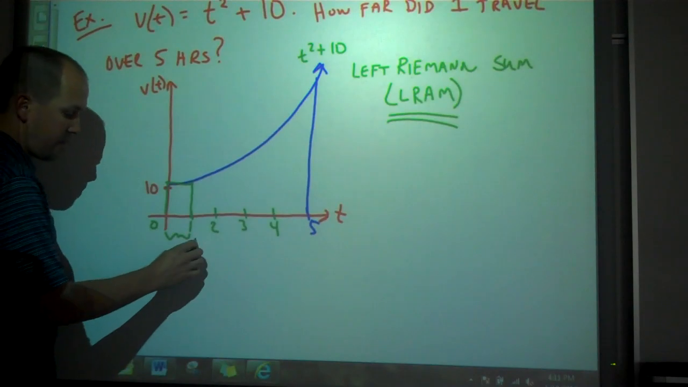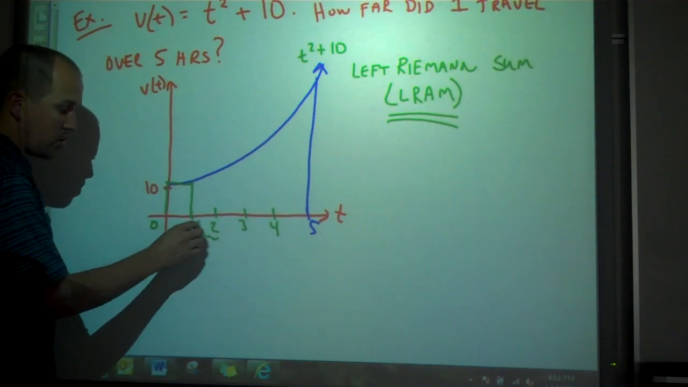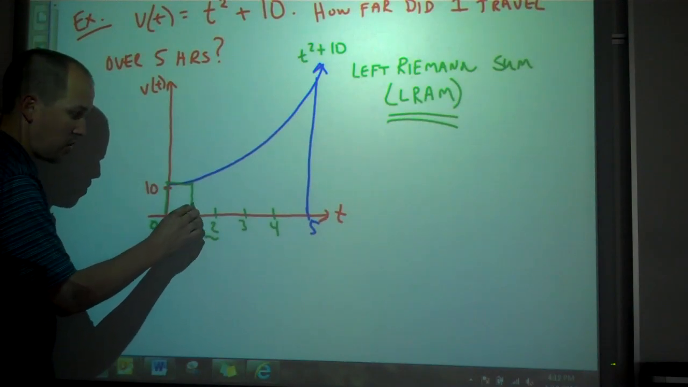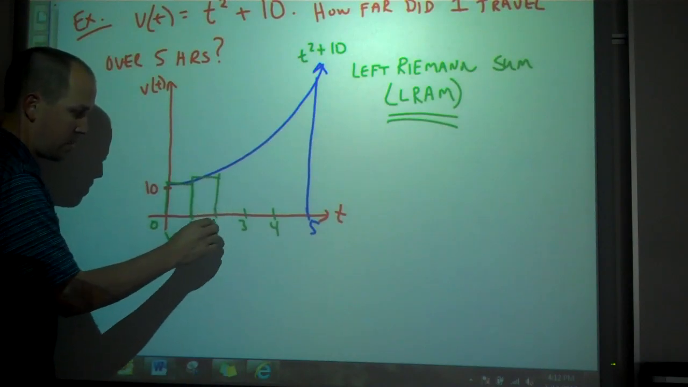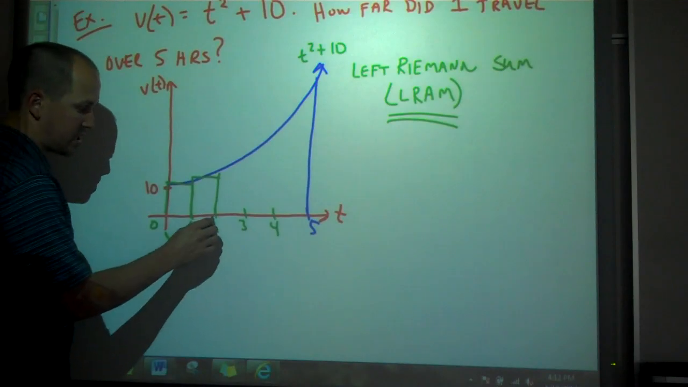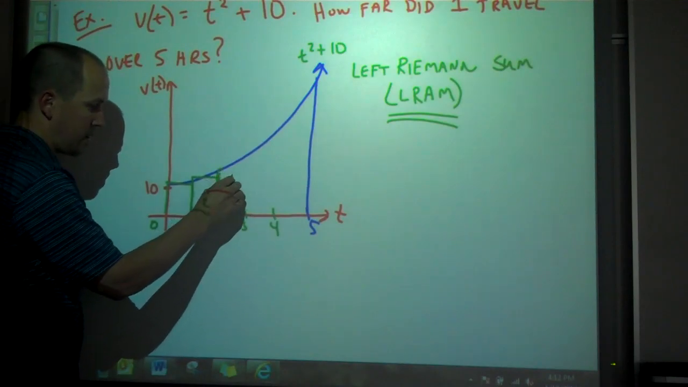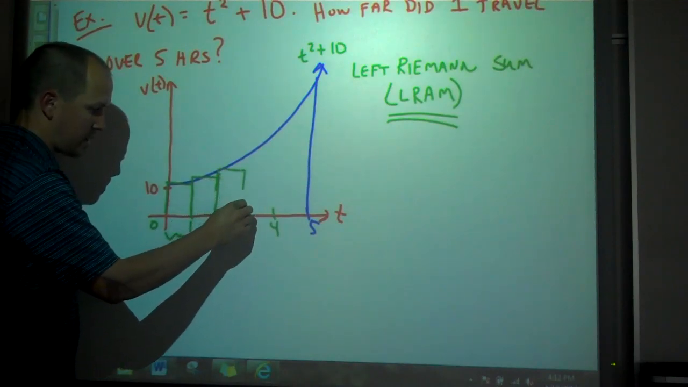Okay? From 1 to 2, I'm going to go to, now the left part of it is at 1, I'm going to go up, hit the graph, go over, and then back down. At 2, I'm going to go up, hit the graph, and back down.